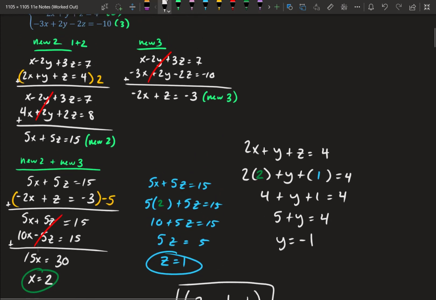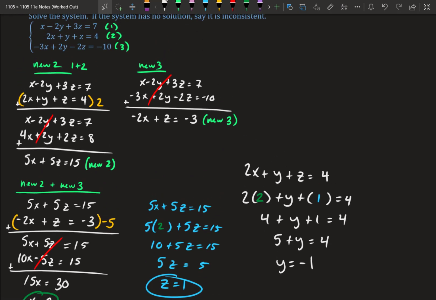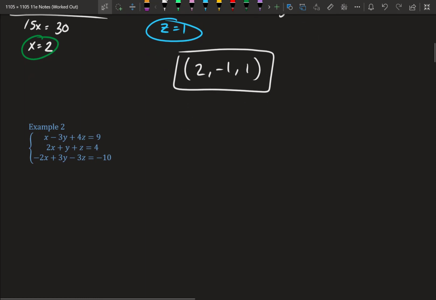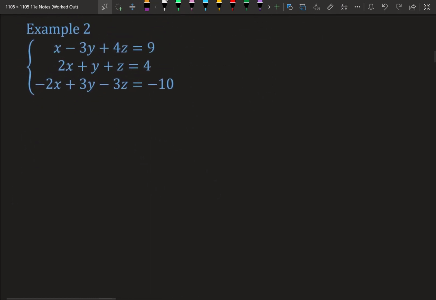We do this method the same every time, if you want to. If you can pick up and be like, I don't need to do all this, or like, I don't need to do new 1, new 2, new 3, all that, that's fine. This is just a method I came up with, so it takes out the guesswork. You know exactly what you need to do every single time. Alright, example 2.